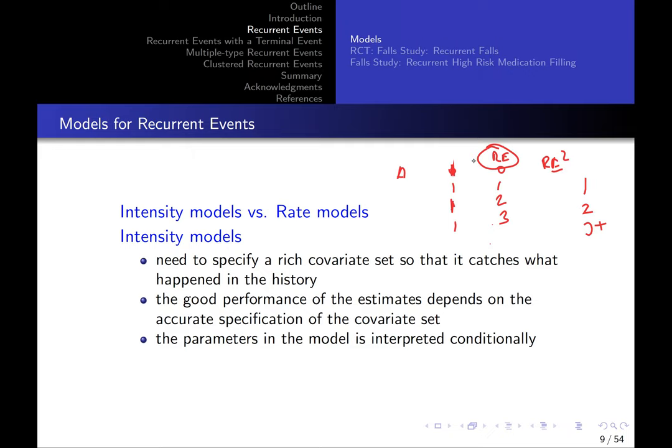Furthermore, the problem, or I wouldn't call it a problem, the issue with the intensity models is that the parameters are interpreted conditionally. It's conditioned on the history. In terms of PWP models, the Prentice-Williams-Peterson models, you're having a time dependence structure. So that's why these are the issues with the intensity models.